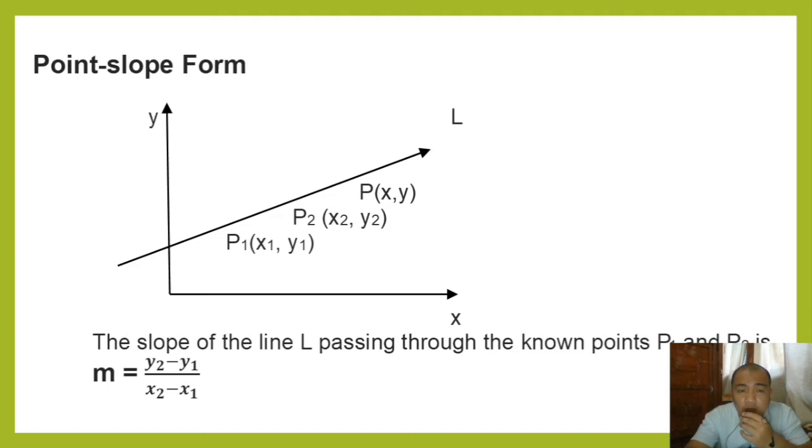So here we have a figure, Cartesian plane. We have a line L with points p sub 1, p sub 2, and point P. For p sub 1, we have the coordinates x sub 1, y sub 1. For p sub 2, coordinates x sub 2, y sub 2. And for point P, we have coordinates x, y. So what is the slope of the line L? So the slope of the line L passing through the known points p sub 1 and p sub 2 is m equals y sub 2 minus y sub 1 all over x sub 2 minus x sub 1.